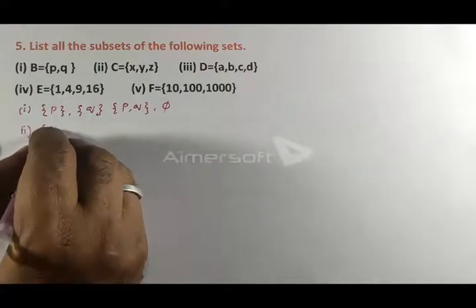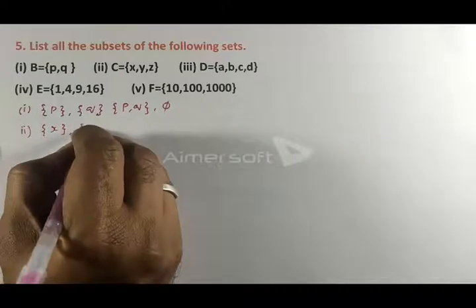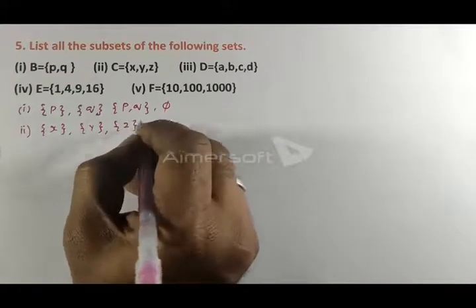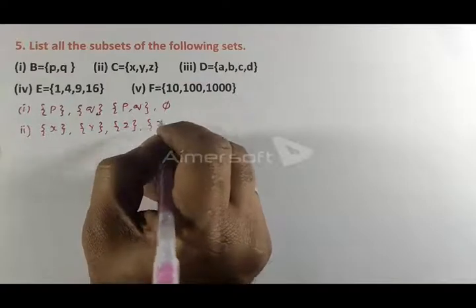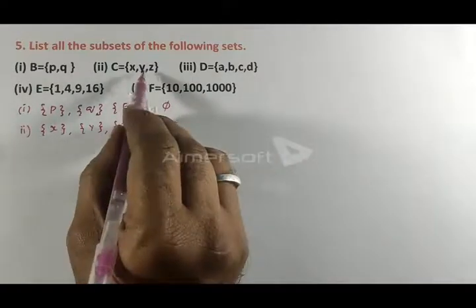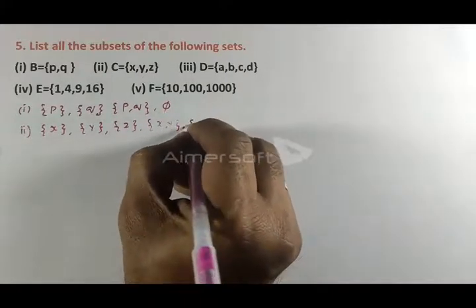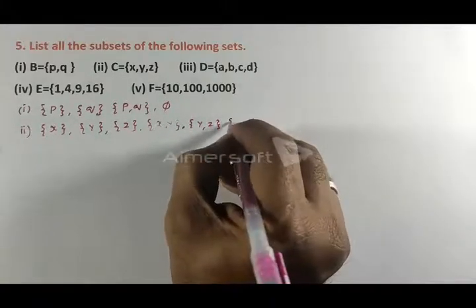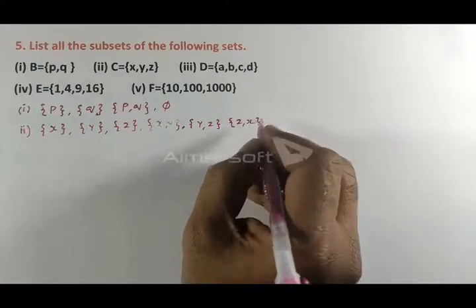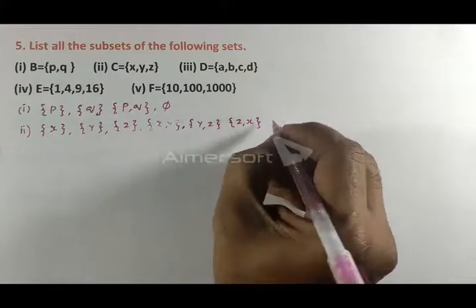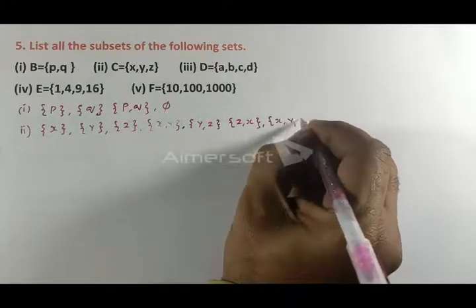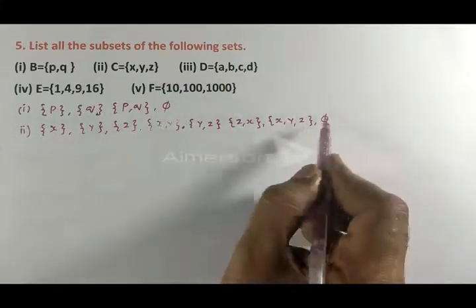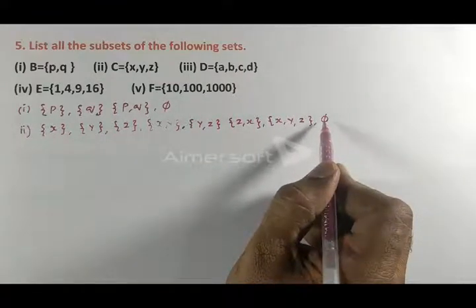Second one, C is equal to {x, y, z}. The subsets are {x}, {y}, {z}, {x, y}, {y, z}, {z, x}, {x, y, z} and phi. Phi is nothing but a null set. A null set is a subset of every set.